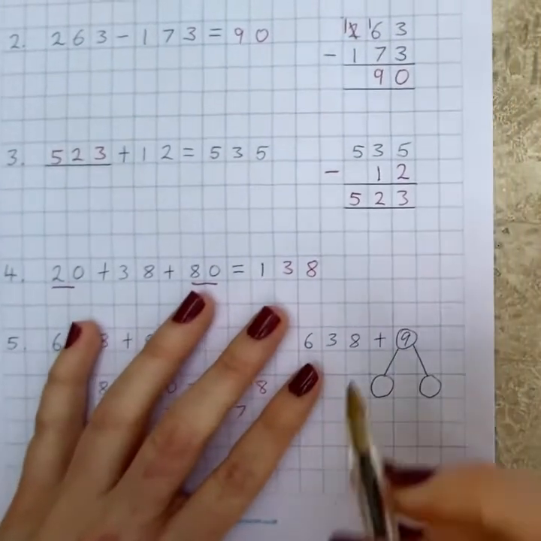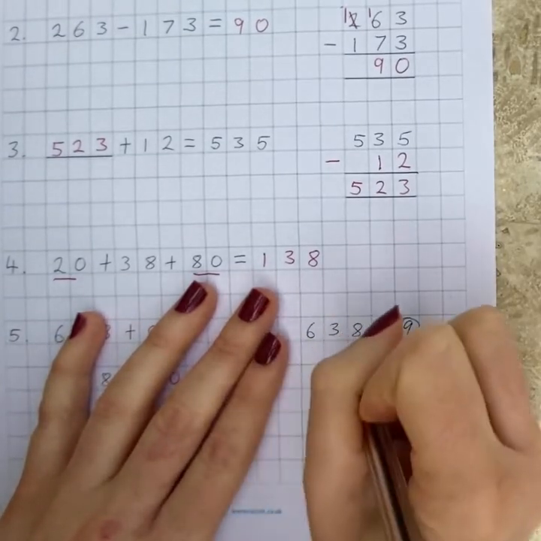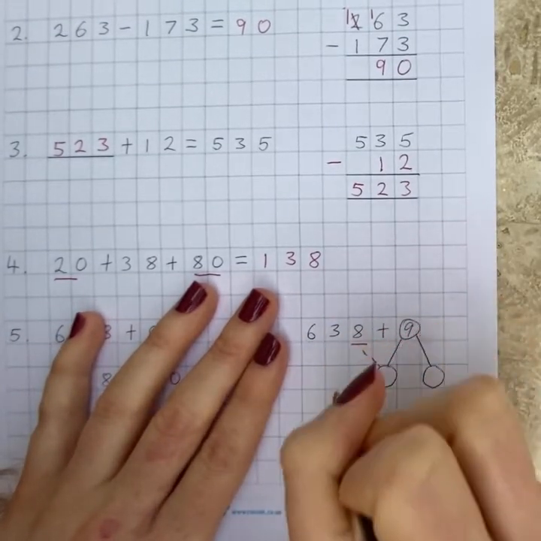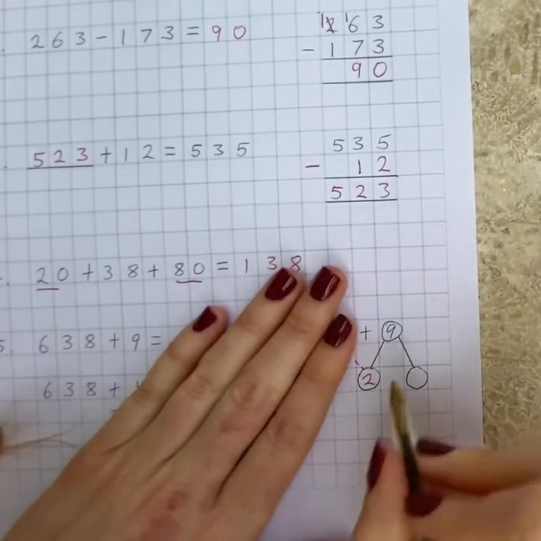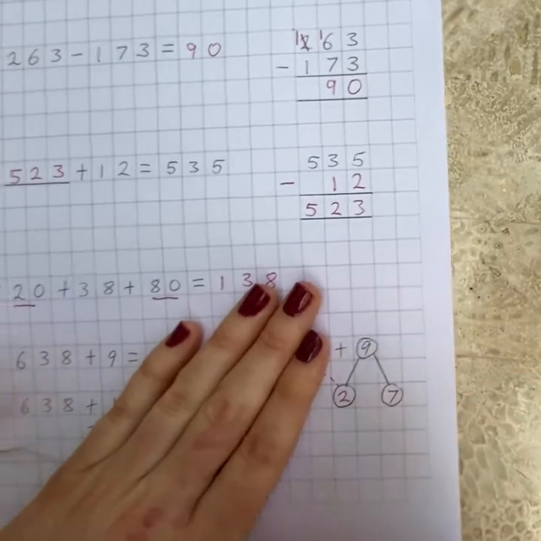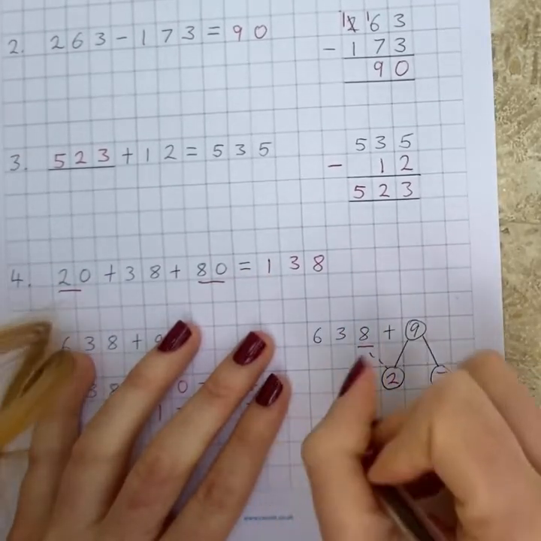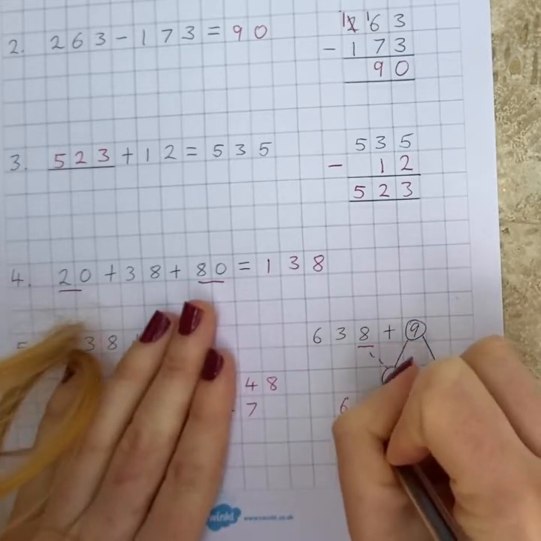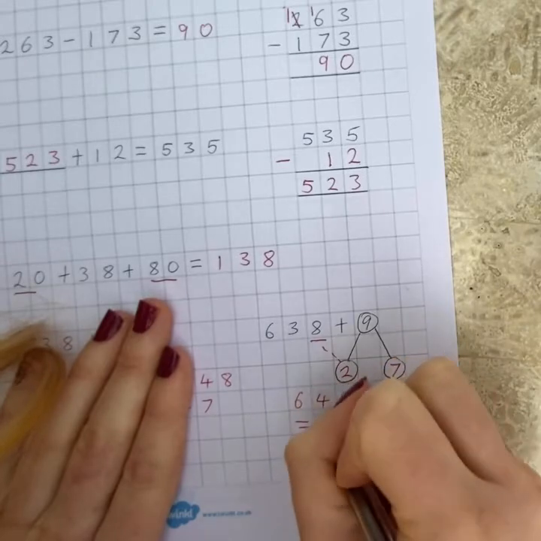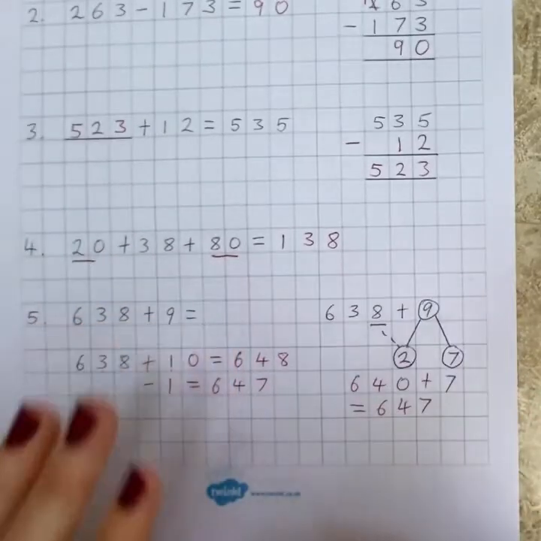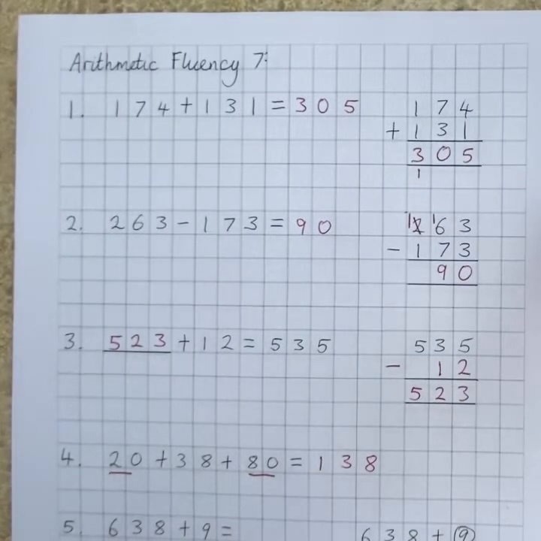Now the think 10 method, 638 add 9. So first we want to think 10. Well, 8 and 2 makes 10. Then we've got 2 and 7 makes 9. We can rename the sum. 638 add 2 is 640. Add 7 equals 647. We've got the same answer using both methods. That is the end of Arithmetic Fluency 7.